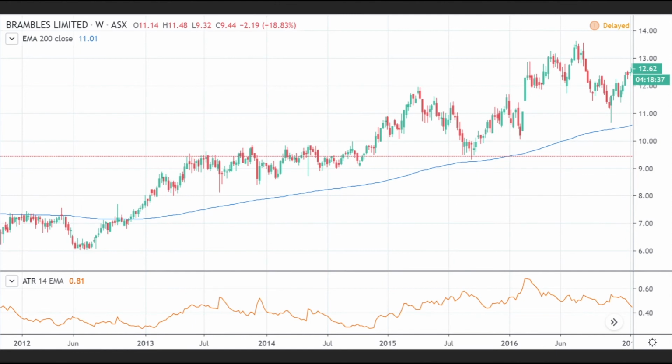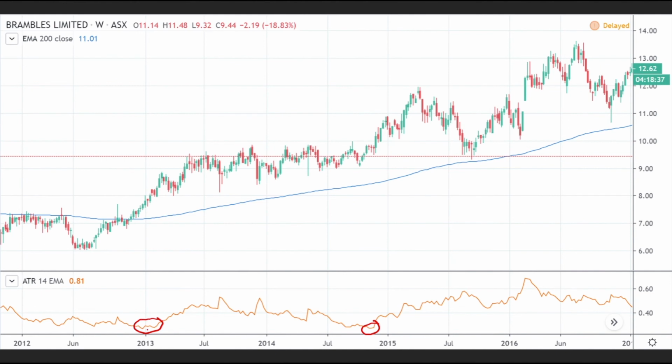Now, in this example, we'll be looking at Brambles Limited, ASX code BXB. Looking at this, there are actually two areas of multi-year low volatility you will be able to see, one area is around here, and the other one will be around here. Now, let's look at the first area, the one around 2013. What price action does that correspond with?